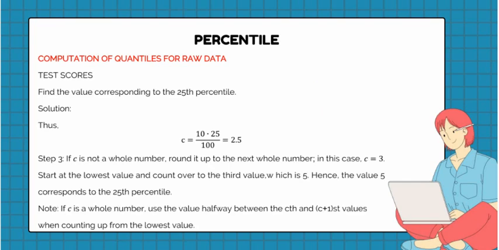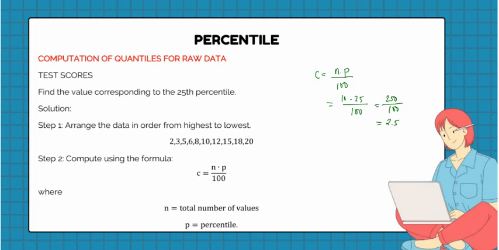But also, before you use that, there is also a rule wherein if your C is not a whole number, you have to round it up to the next whole number and start counting from the lowest value. And then if your C is a whole number, you use the halfway between the Cth and the C plus first values when counting up from the lowest value. So let's try to determine if it's a whole number or not. As you can see, it's not a whole number, so we are going to round up the value to 3, and that's going to be our C.